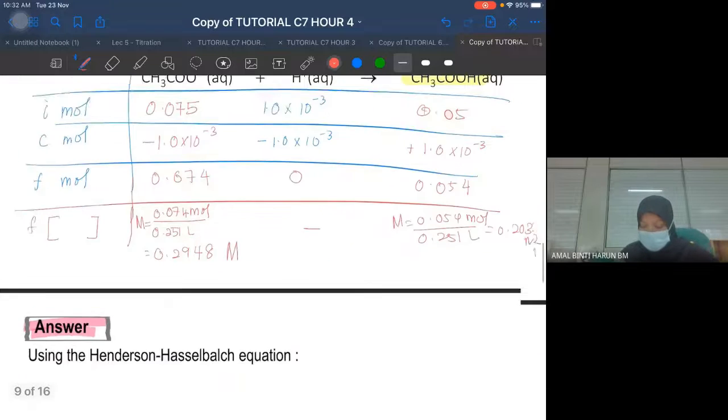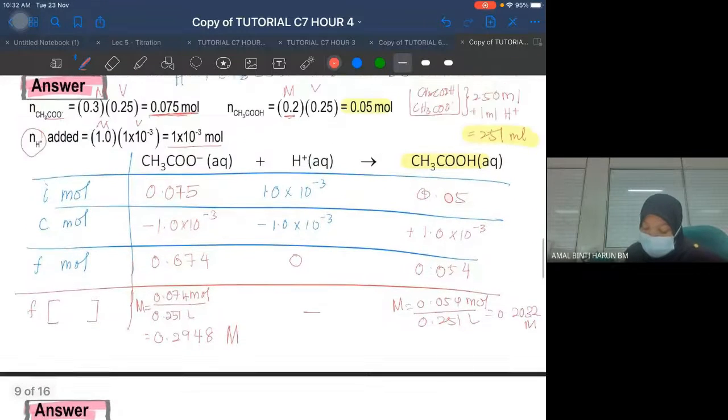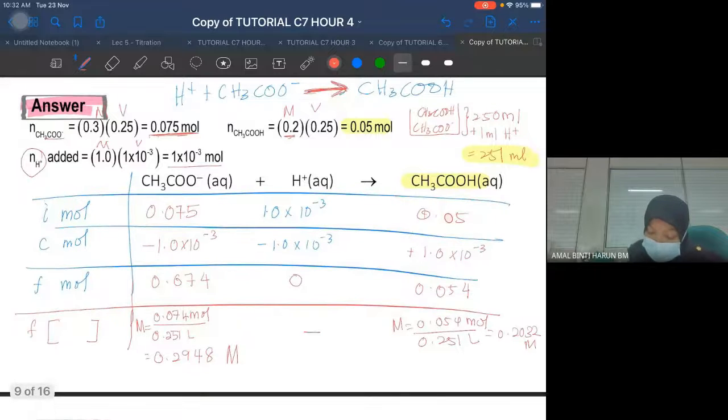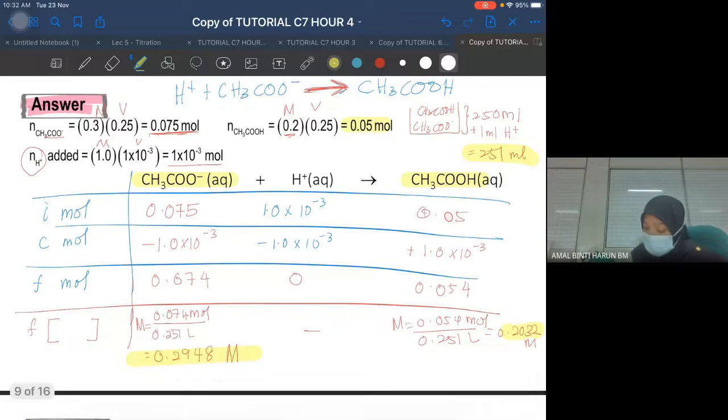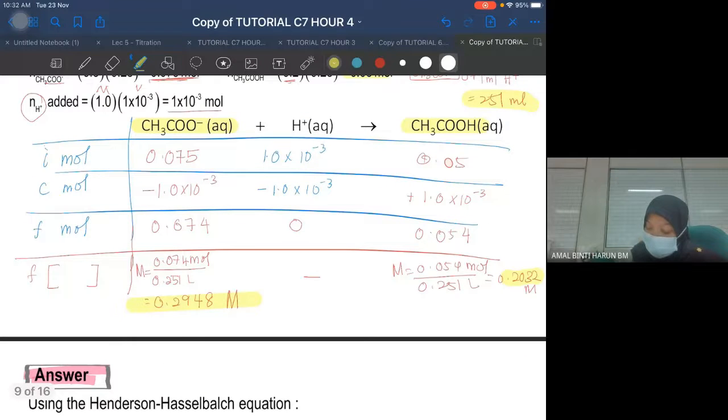Okay. Are you okay? So finally kita pun dah dapat concentration salt, concentration weak acid. Okay, strong acid dah memang tak ada lah. Okay, are you following me?